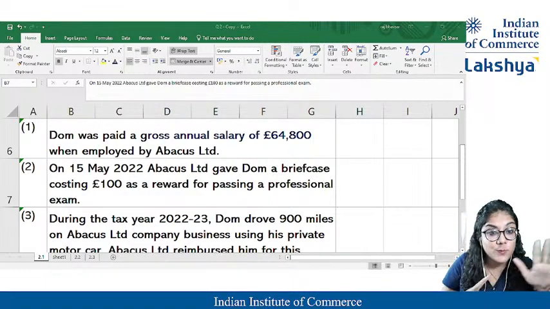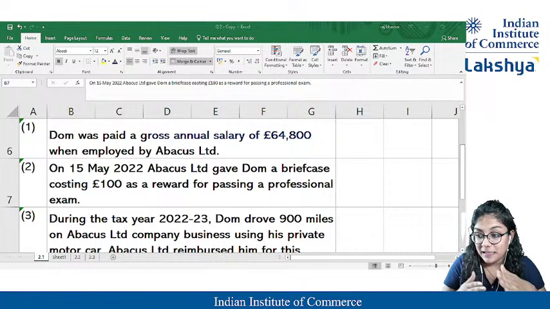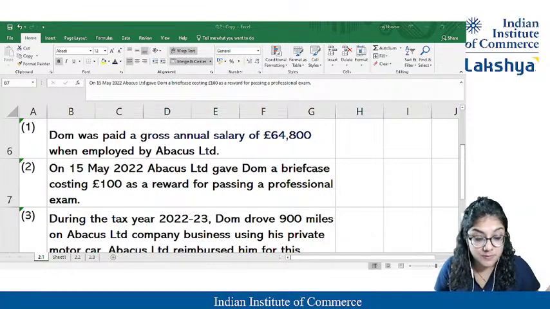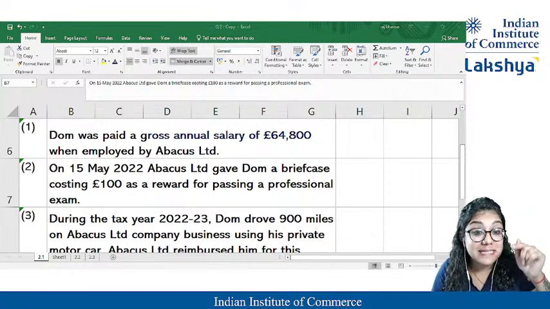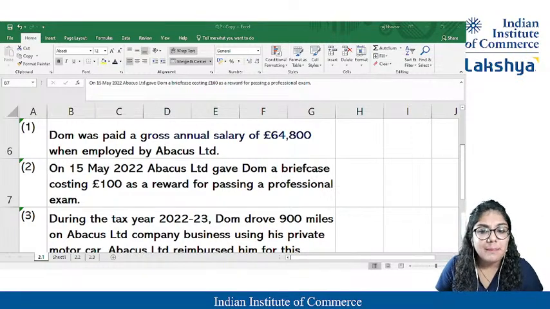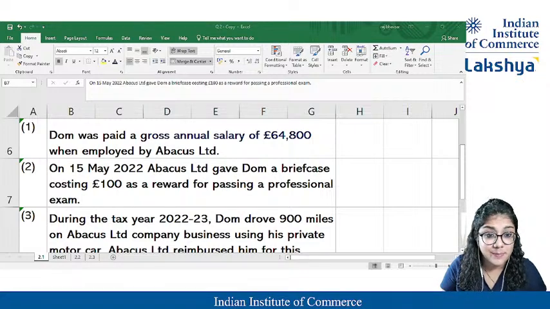We have to exempt only £50. But if I'm getting something beyond £50, guys, beyond £50, that complete amount is taxable. Hey ma'am, so you're telling this £100 is taxable? Yes, students. If £100 is taxable and I have worked only for 4 months, what am I supposed to do?